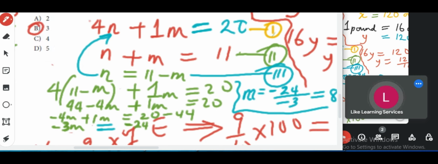Just like here, n plus m gives 11. And if m is already 8, n will be equal to 11 minus 8, which is 3.